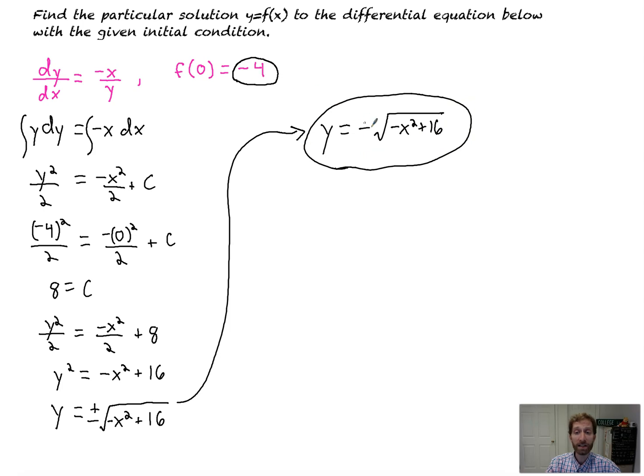If this had been a positive 4, we would have used the positive branch. Any number that comes out of the square root in the domain is going to be positive or 0. So if we don't have that negative out there, there's no way to get the initial condition of negative 4 when we plug in 0. That's why we pick the negative and not the positive branch.